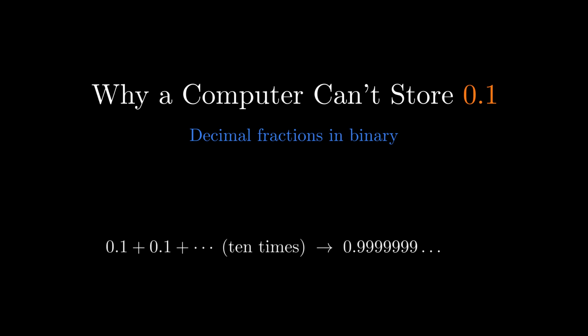Add 1/10 to itself 10 times, and the computer will tell you the answer is not 1. That tiny error has a precise cause, and it lives inside the way fractions get turned into binary. Integers were easy. Fractions are where it gets hard. By the end, you will see exactly why the number 0.1 is trouble.